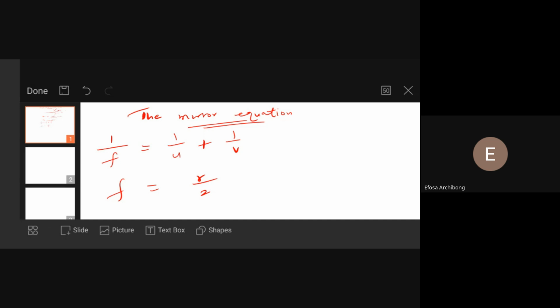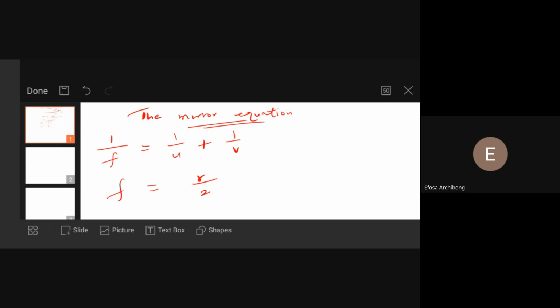Now remember, the only time a concave mirror produces a virtual image is when the object is kept in front of the focal length. If the object is kept in front of the focal length, the image that will be produced will be magnified and virtual. It will not be a real image. It will be looking magnified and also be what? Virtual. So virtual images are always at a negative distance from the mirror.